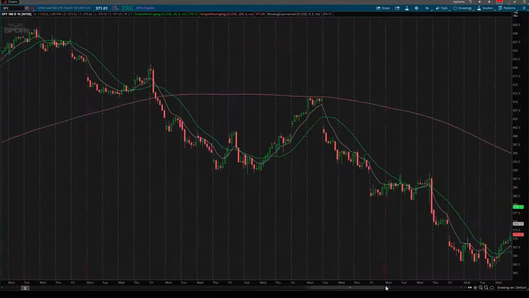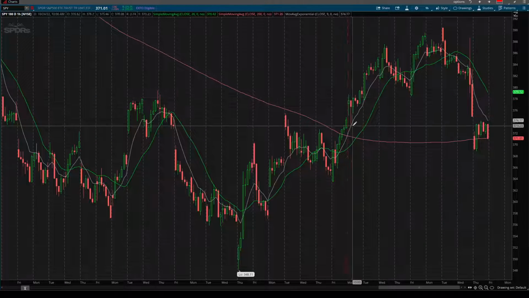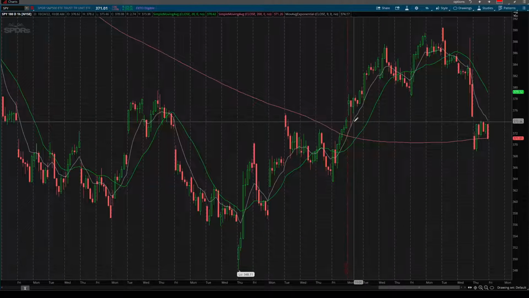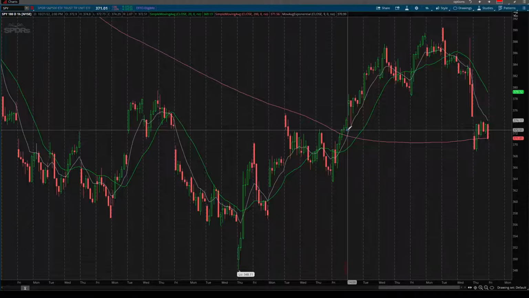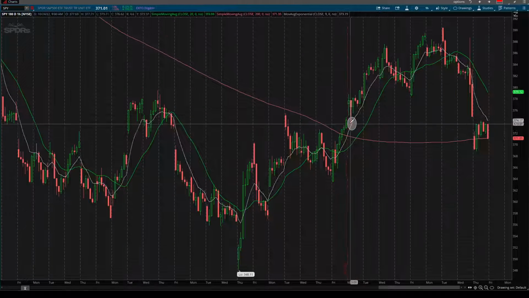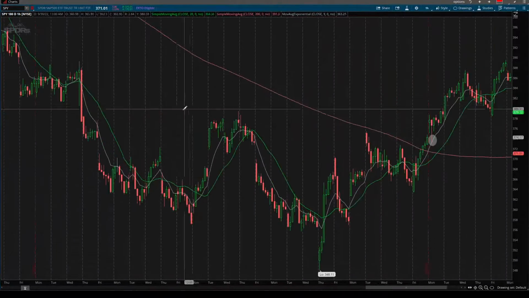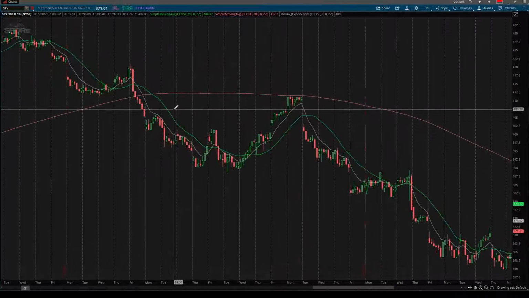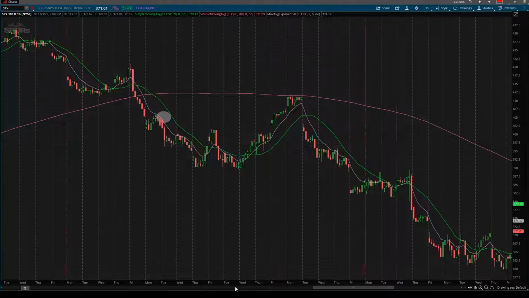And then another nice setup is once it does cross, that first touch of the 9 after it crosses is normally pretty lethal. As you can see right here, the first touch was lethal, wicks it, runs up. And then if we look at it on the bearish side, the first touch right here, lethal to the downside.